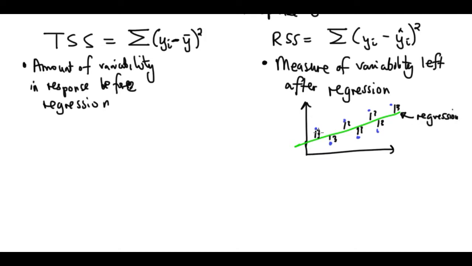These E's here, those are the ones that are going to form my RSS. So RSS is a measure of variability left after regression. Let me just say the E's, those ones. Cool. So now let's see what the top part means here.